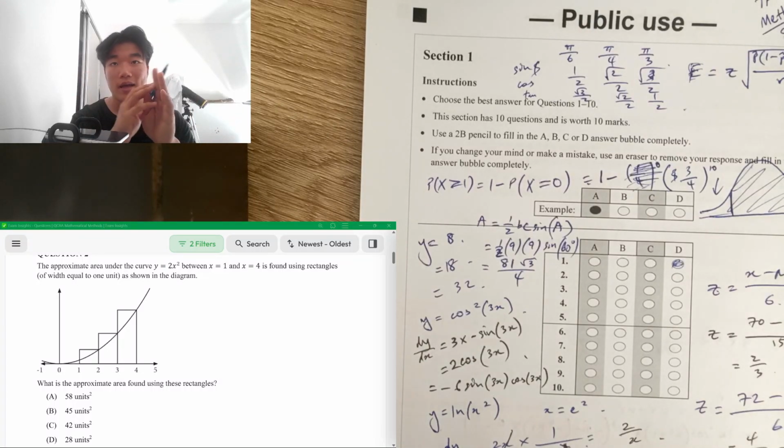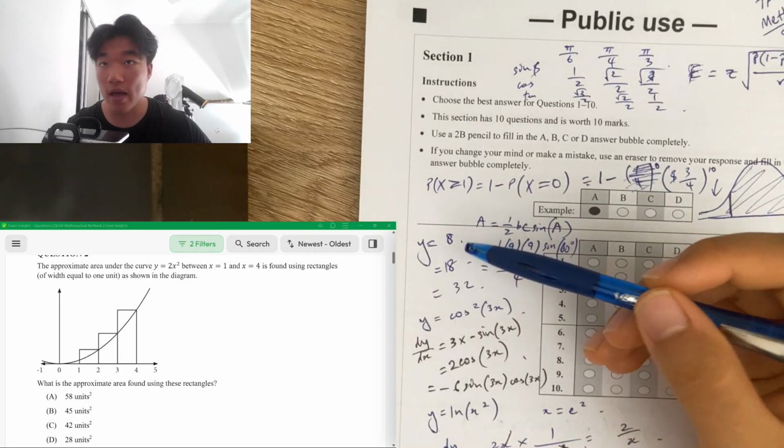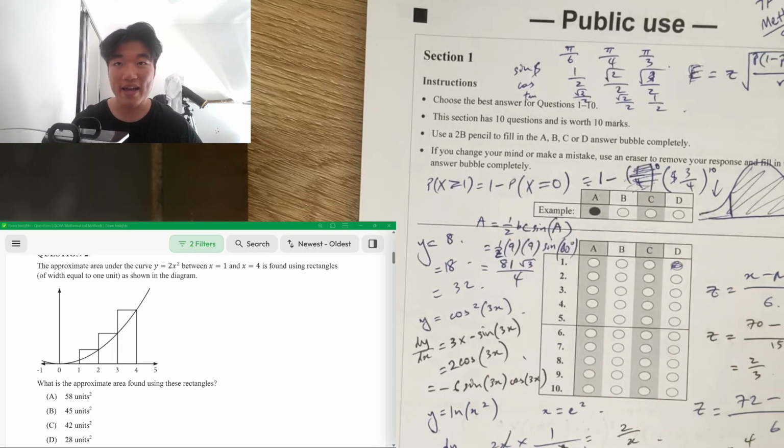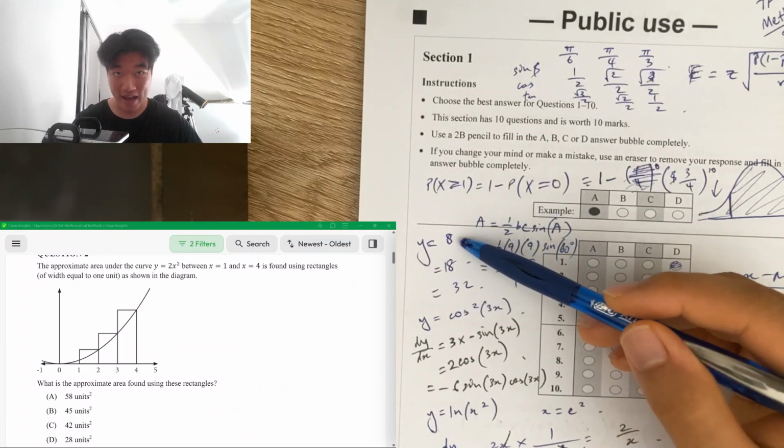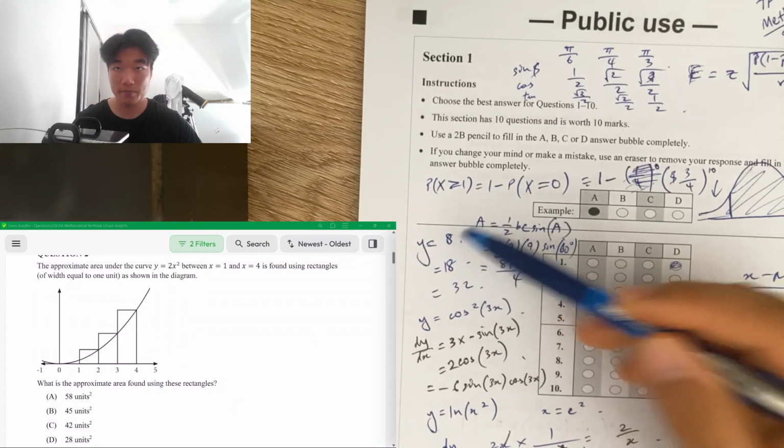So for example, to find the area of the first rectangle, we just find the y value, the height of the rectangle at x equals 2, because the vertex of the rectangle coincides with the point on the function. So when we sub x equals 2 into 2x squared, we get 2 times 4, which is y equals 8. So that's the area of the first rectangle.